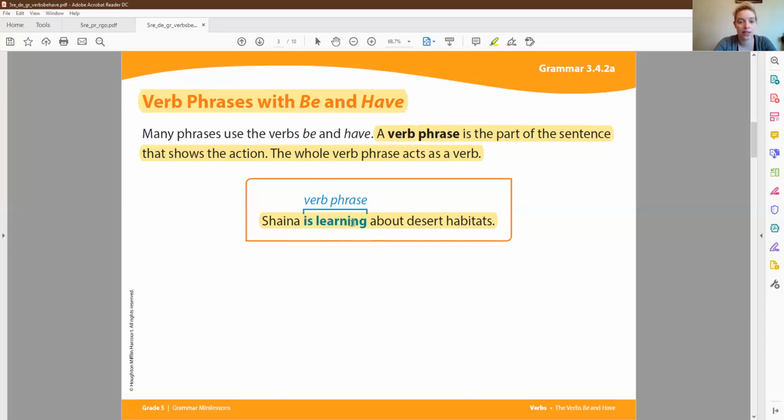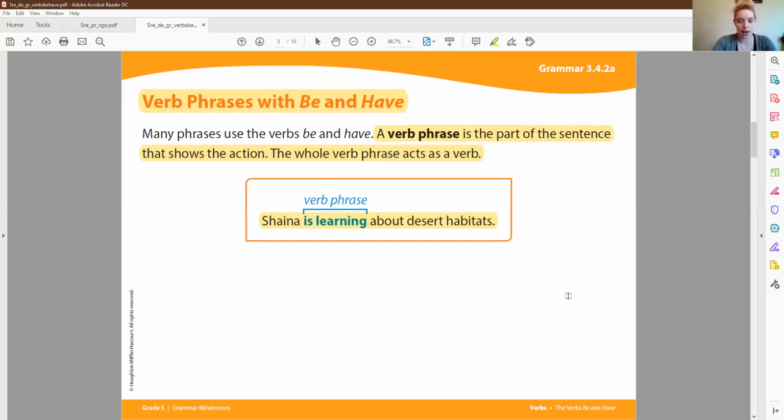So in the examples that we're going to look at today, all of them are going to be verb phrases. A hint for this is you need to find your verb. So what's the action word in the sentence? And then you can see if it has a verb phrase attached to it, specifically looking for those forms of be and have.